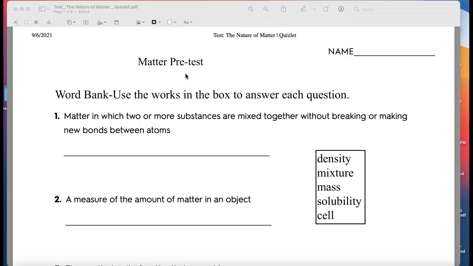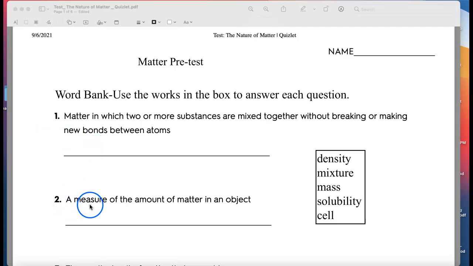So here we go. Number 1 says, matter in which two or more substances are mixed together without breaking apart or making new bonds between atoms. Your options are density, mixture, mass, solubility, or cell. Whatever you think is the answer for number 1, you write it on the blank.